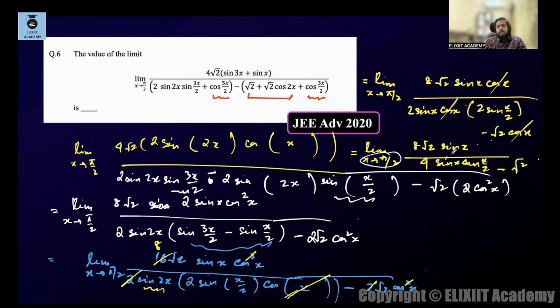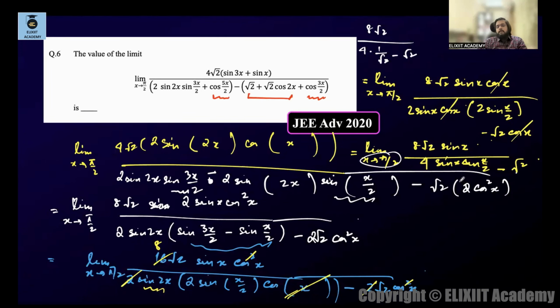Now limit x tending to pi by 2. So this will become what? 8 root 2 into sin 90, which is 1, divided by 4 times sin 90, which is 1, into sin pi by 4, which is 1 by root 2, right? 1 by root 2 and minus of root 2. That's what we're having, right?